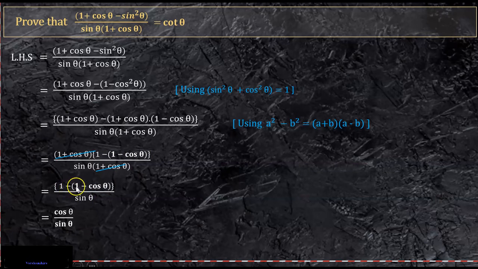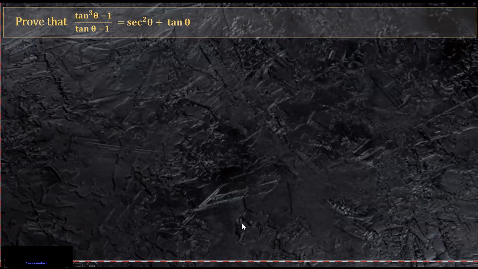If you remove the bracket, so 1 will be removed, this minus and minus will be adjusted, so it will become cos theta by sin theta. That means cot theta, that is right hand side. Quite simple, right? Okay, so moving to the next one, tan cube theta minus 1 equal to tan theta minus 1. Okay, the right hand side is sec square theta plus tan theta. Okay, apparently quite critical, right?